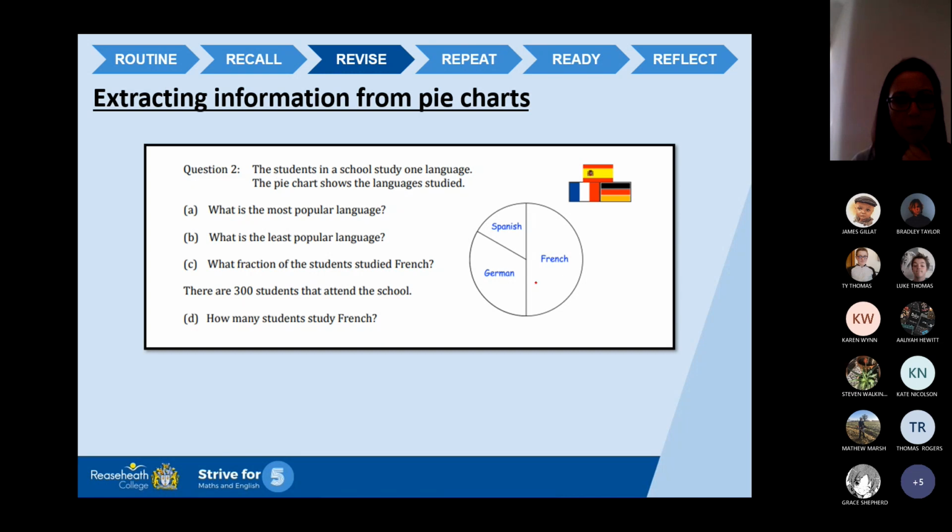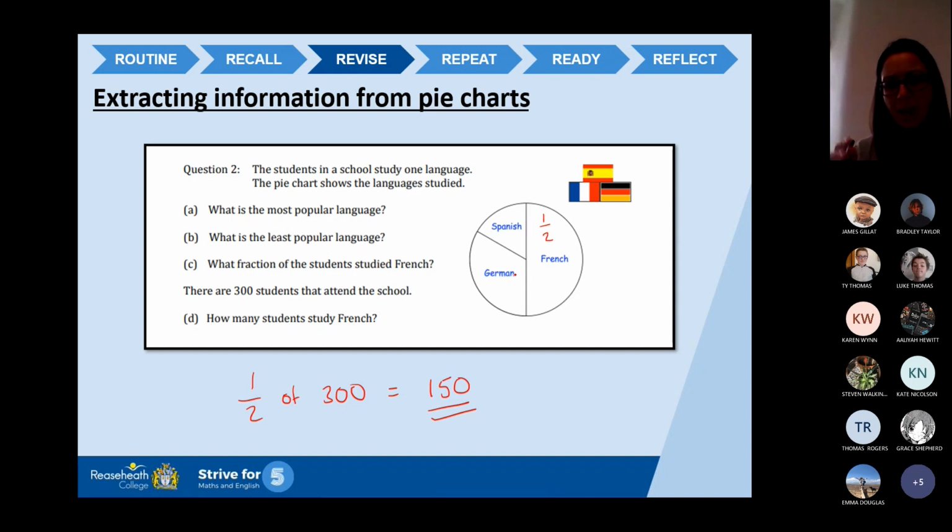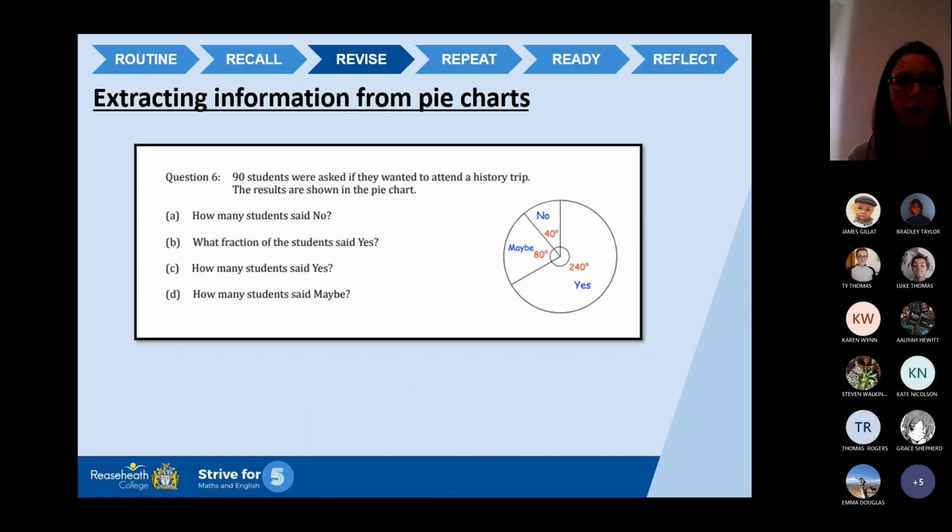We can see that the most common one, I know that you all know that, it is French, and that is a half of a portion. So it's quite easy. I'm not asking you questions that are too easy. What fraction of the students studied French? We can clearly see that is a half, isn't it? So if there are 300 students who attend the school, how many study French? Well, it's a half of 300, which I don't want to insult some of you because I know that you mostly all know that that is going to be 150 students. Yeah, it's just a half of the total amount, which is 300. That's super easy. It's building you up a little bit.